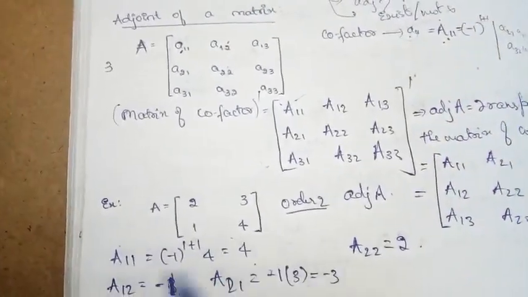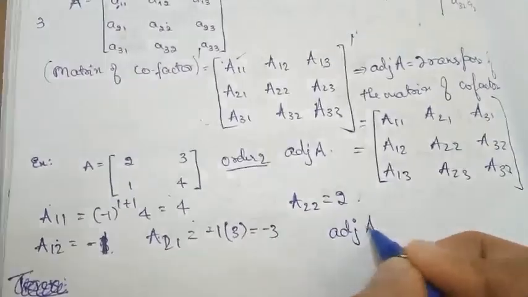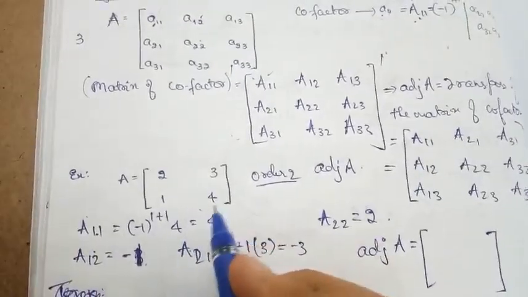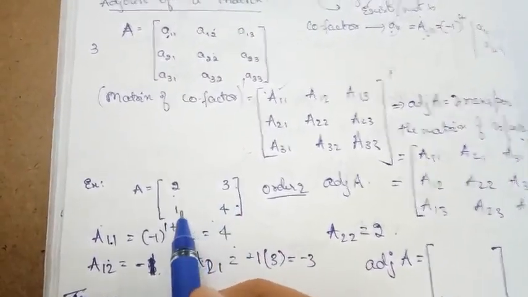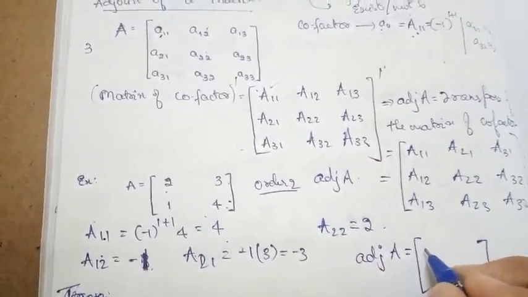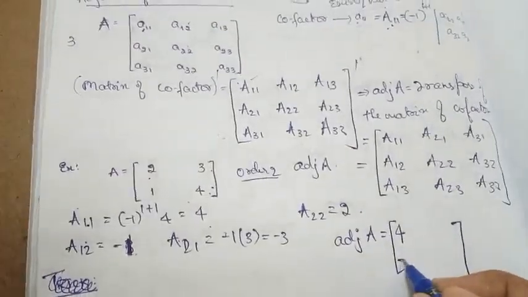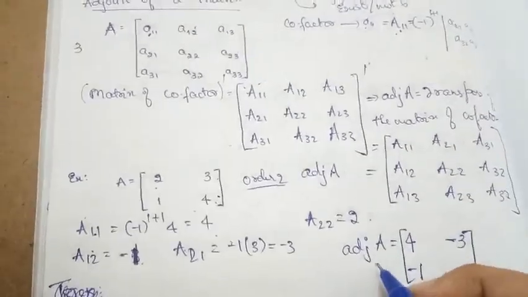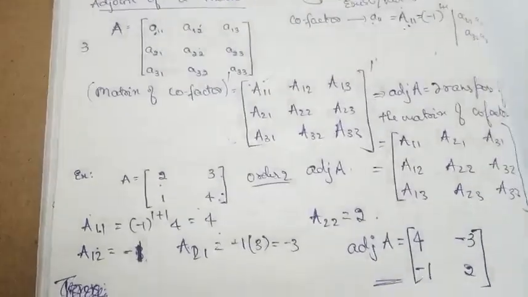So now you got A11, A12, A21, A22. What we needed was the adjoint of matrix A. We write A11, A12, A21, A22, but we need to take the transpose. So here A11 is 4. Here A12 is -1. Then here A21 is -3. And here A22 is 2. So this is the adjoint of A.